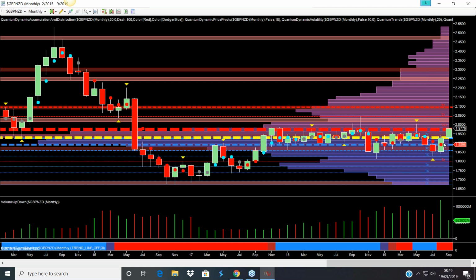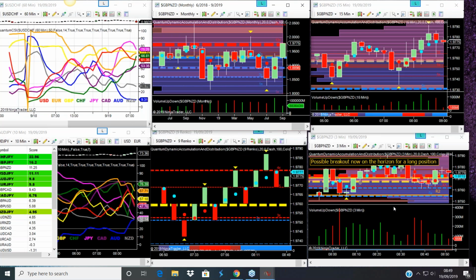So it's really interesting on the pound New Zealand. It may not be a pair that you consider, but it could be a pair that you could consider for some slower trades over a longer horizon.